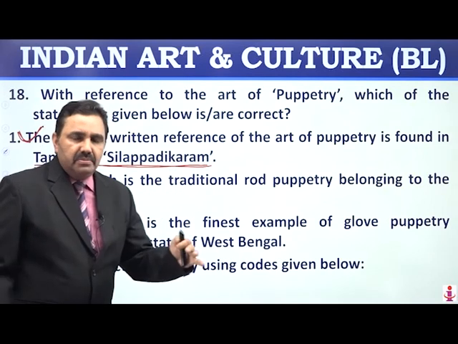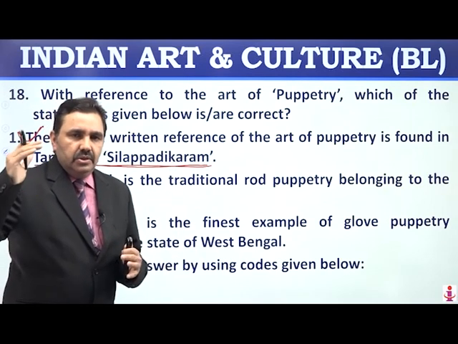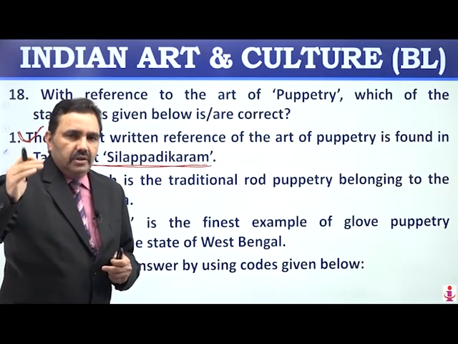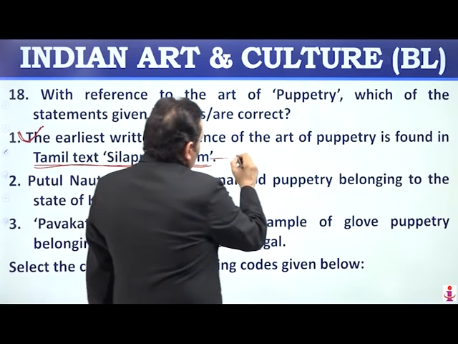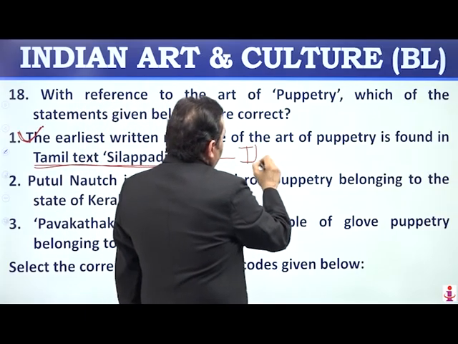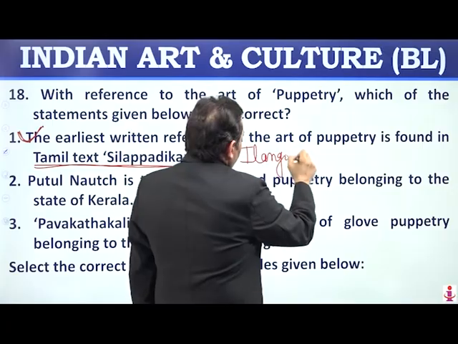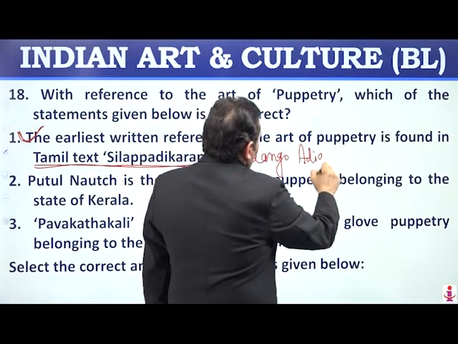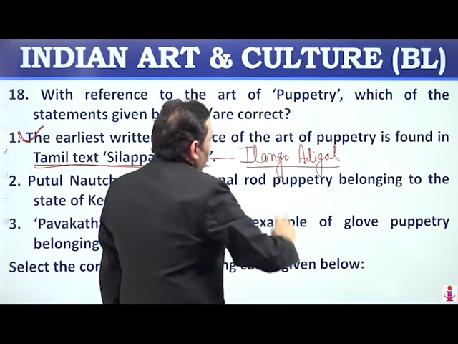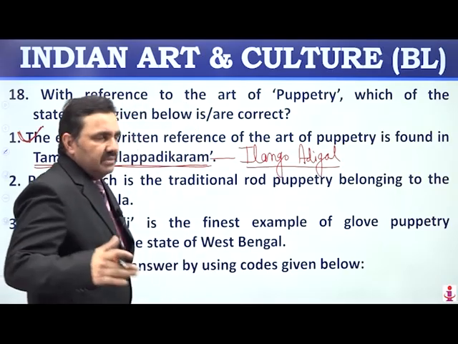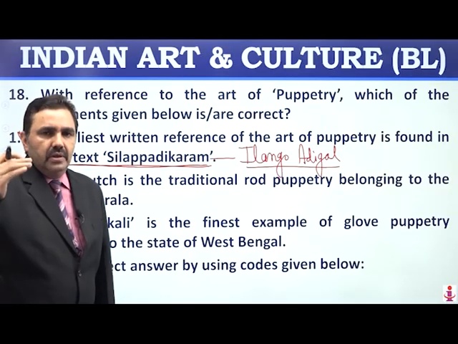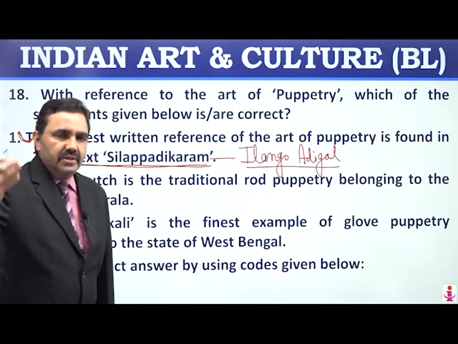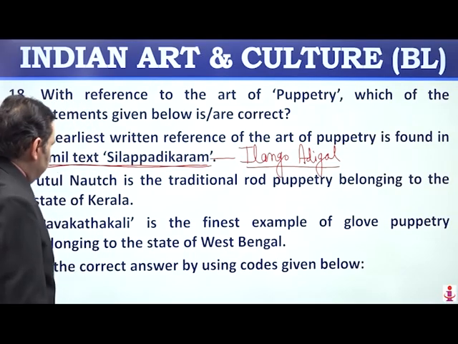Silapadikaram is a Tamil text belonging to 3rd Sangam. This text talks about the art of puppetry. This was composed by Ilangovadigal. Not written by, composed by Ilangovadigal, because in the Sangam age, the Tamil people were not aware of a script. There was no knowledge of a script in Tamil land at that time.